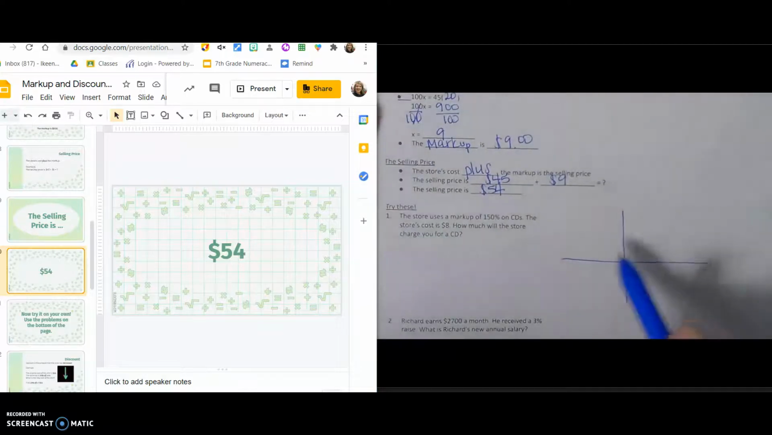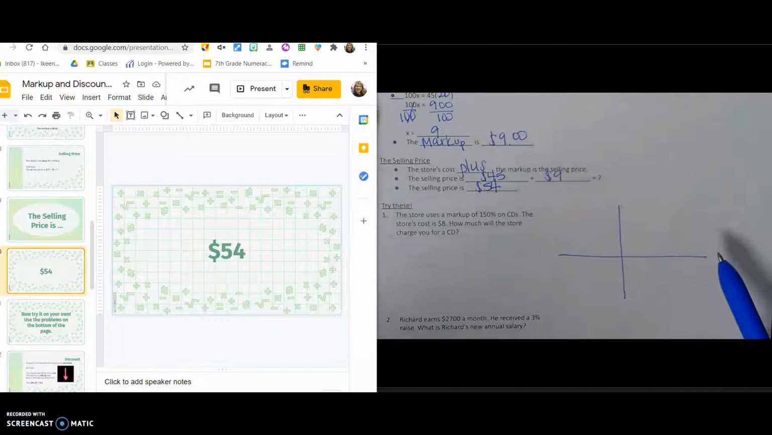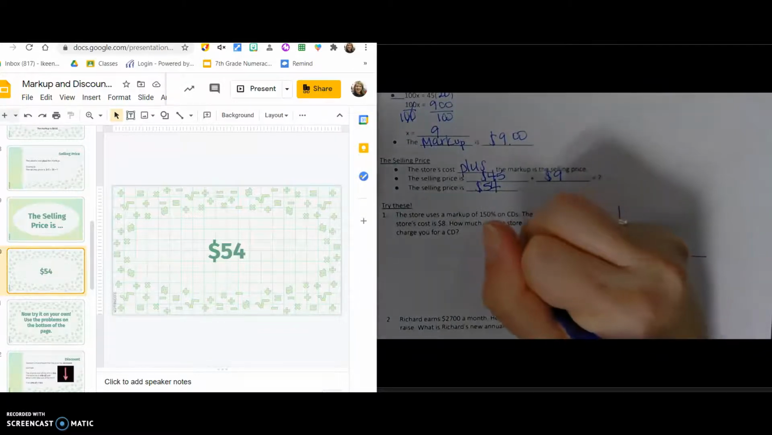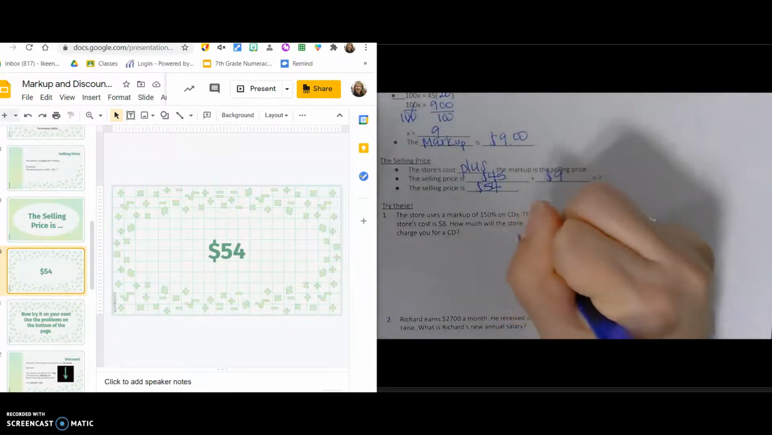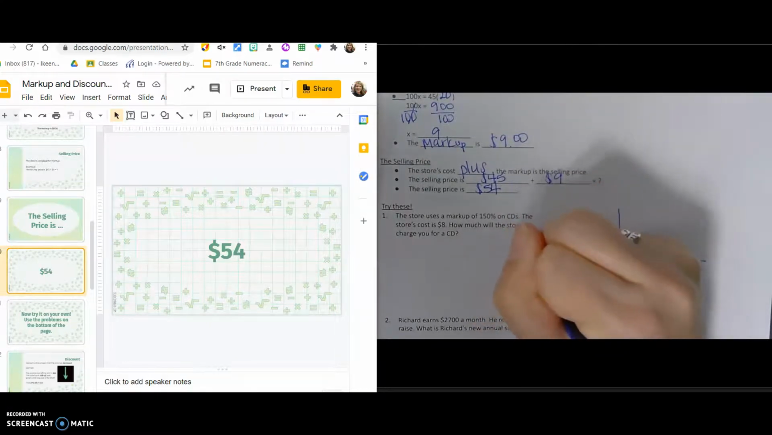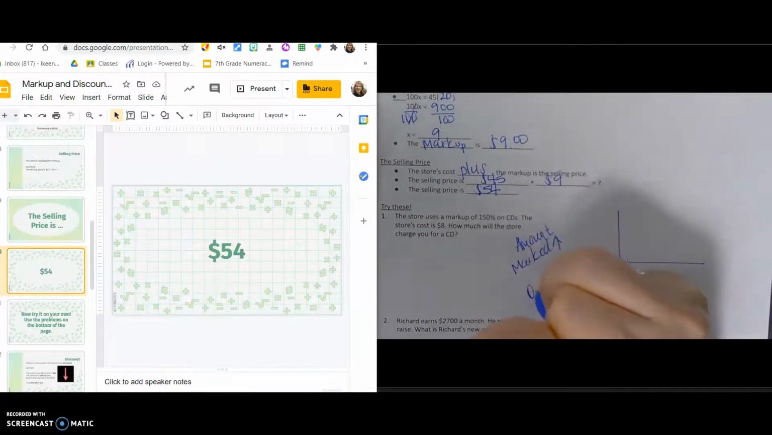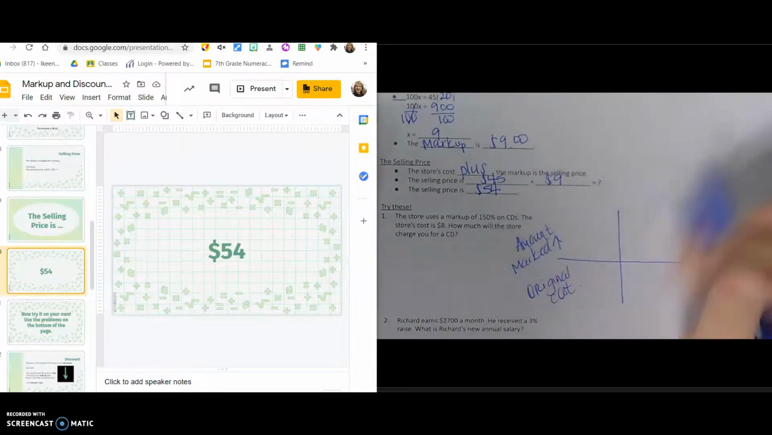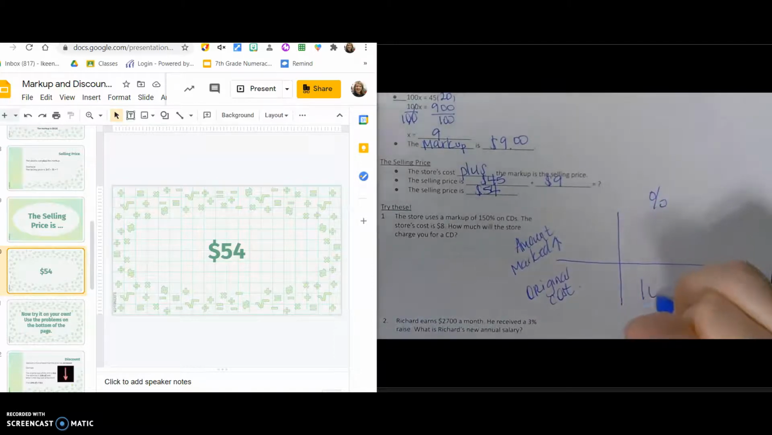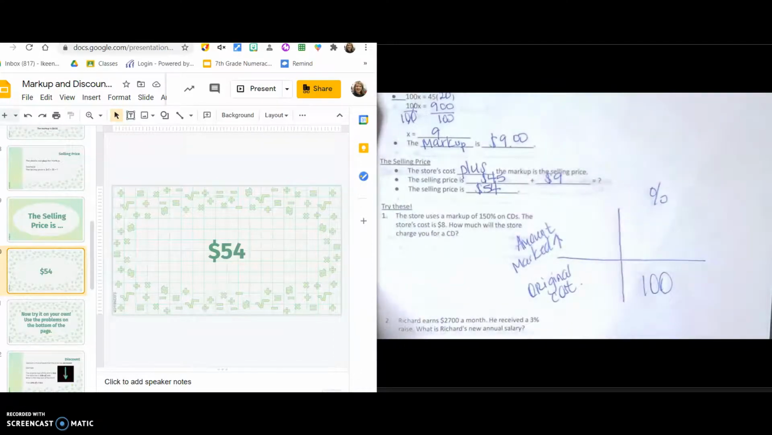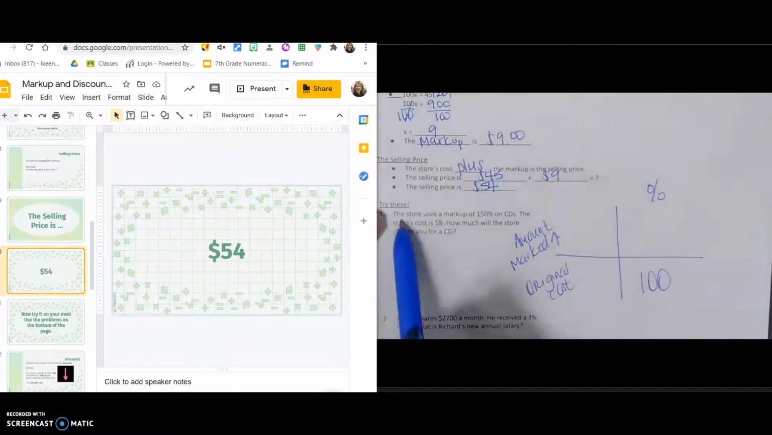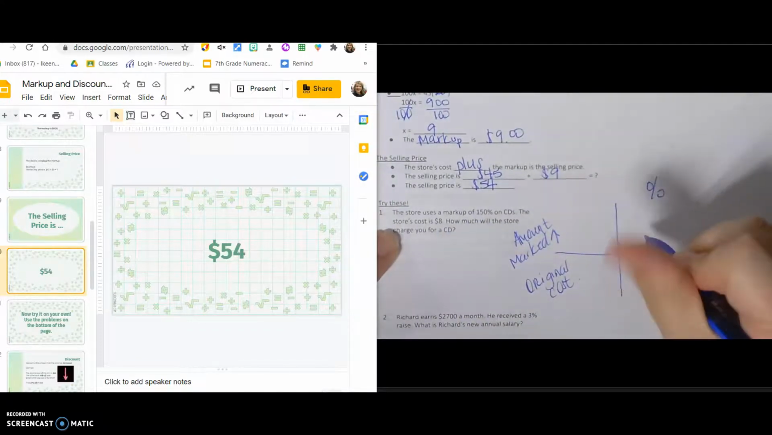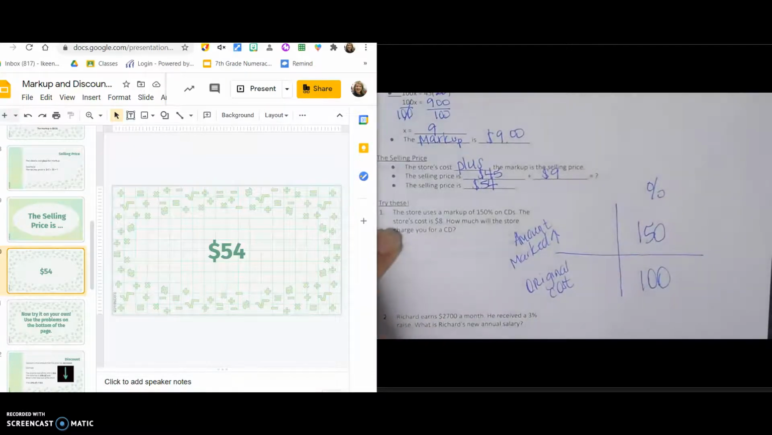All right, guys, so I'm going to go ahead and set up my proportion box. Mine looks a little bit different than what they say, but as long as you have 4 boxes, you are completely fine. So remember that this is the amount that was marked up. And this is the original cost, or the whole. Remember, my percent is always going to be out of 100. And then I'm going to use the rest of my problem to help me out. So the store uses a markup of 150% on CDs. So that 150% is going to go over my 100%.